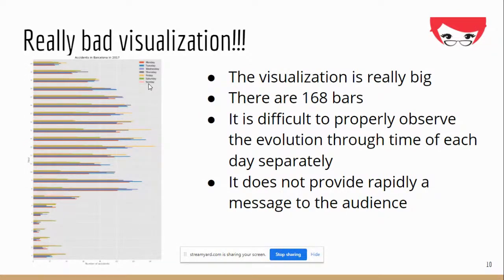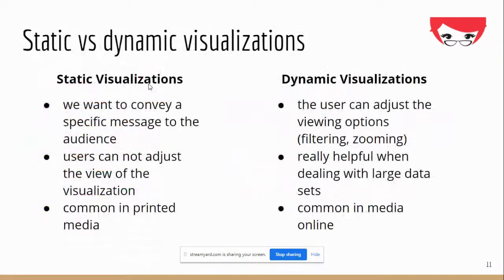So I decided about 6 months ago to redesign this visualization, and I did 2 visualizations. The first one was a static visualization. Static visualizations are used when we want to convey a specific message to the audience, as rapidly as possible. With these visualizations, we cannot adjust the view: we cannot zoom, we cannot filter, we cannot get data on demand. And these are the types of visualizations we will see in a newspaper.